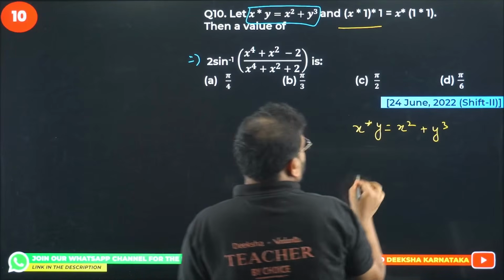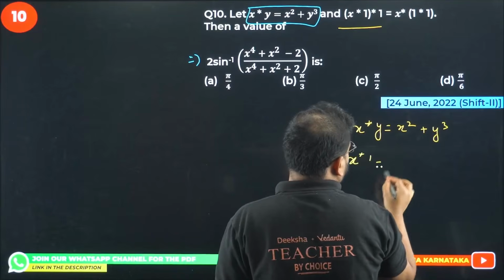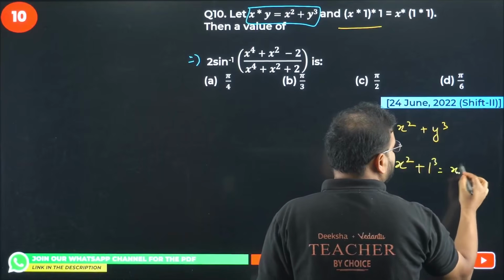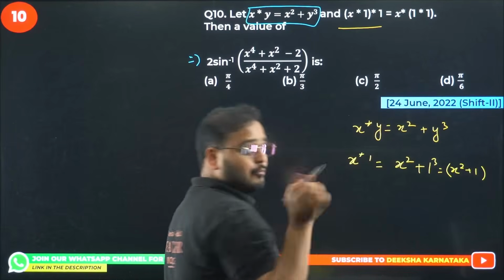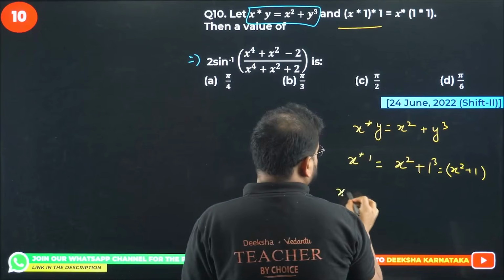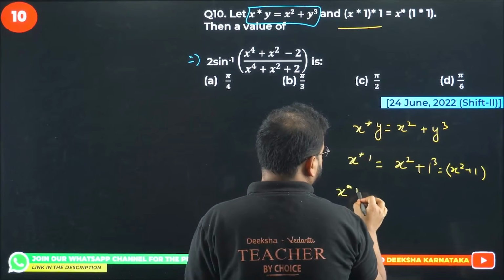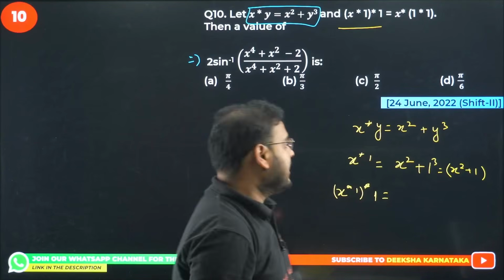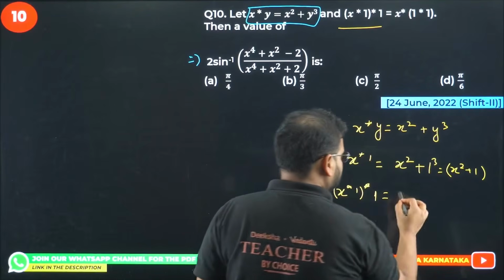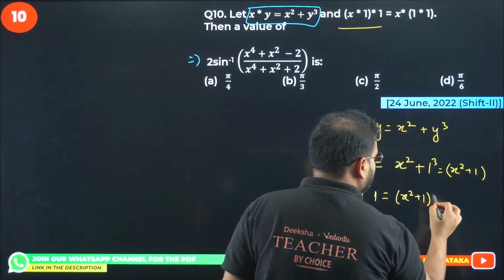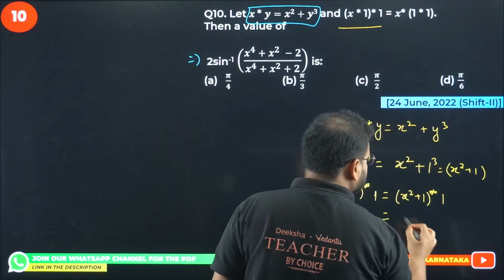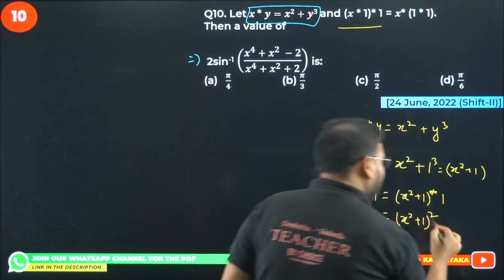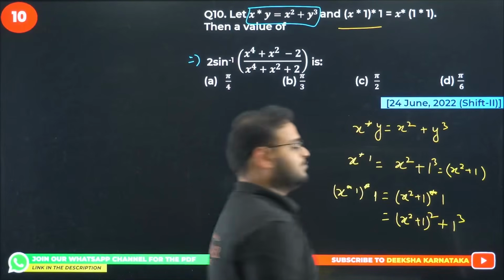First we'll find x asterisk 1. What do I get for this? Square of the first term and cube of the second term. How much is that? x square plus 1. What is the next thing they're saying? x asterisk 1, that asterisk with 1. It means now this is the first term. So x square plus 1 asterisk 1 means x square plus 1 the whole square plus the 1 value over here, cubed. Got it?